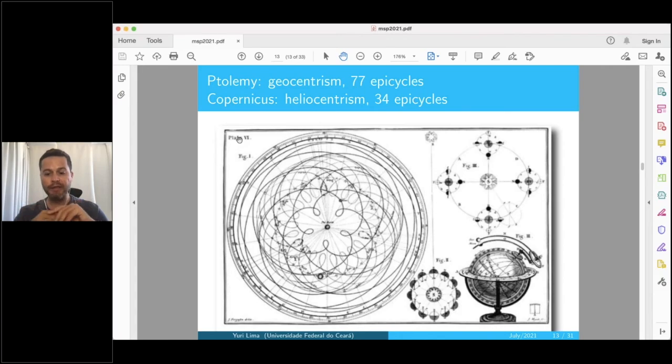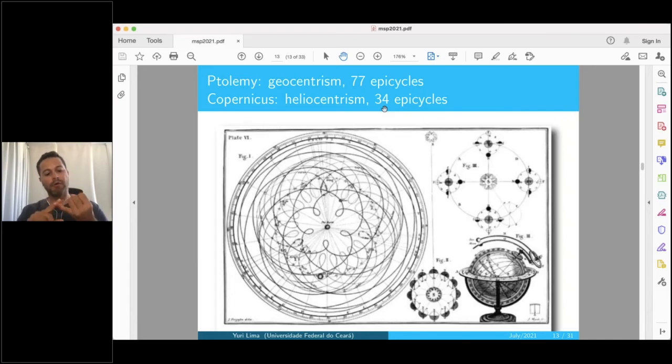And surprisingly enough, and very good for the astronomers, once he changed the center of the universe from the Earth to the Sun, he drastically diminished the number of epicycles that he needed. While Ptolemy needed 77 of them, Copernicus only needed 34. And of course, the simpler the model, the more accurate the predictions you can make. Well, this is perfect, right?